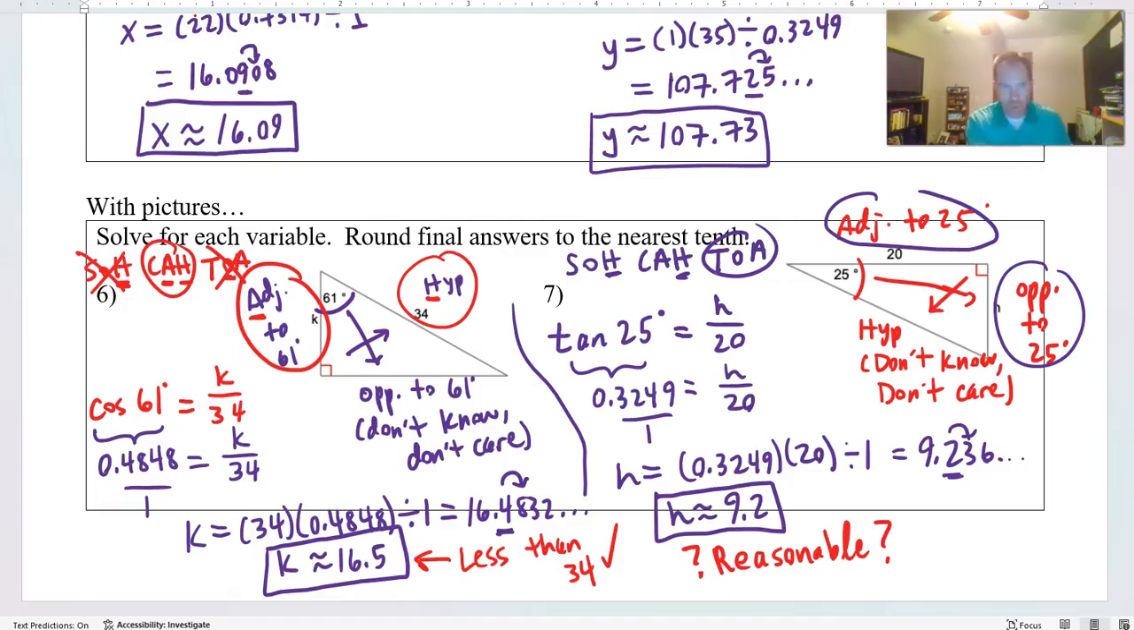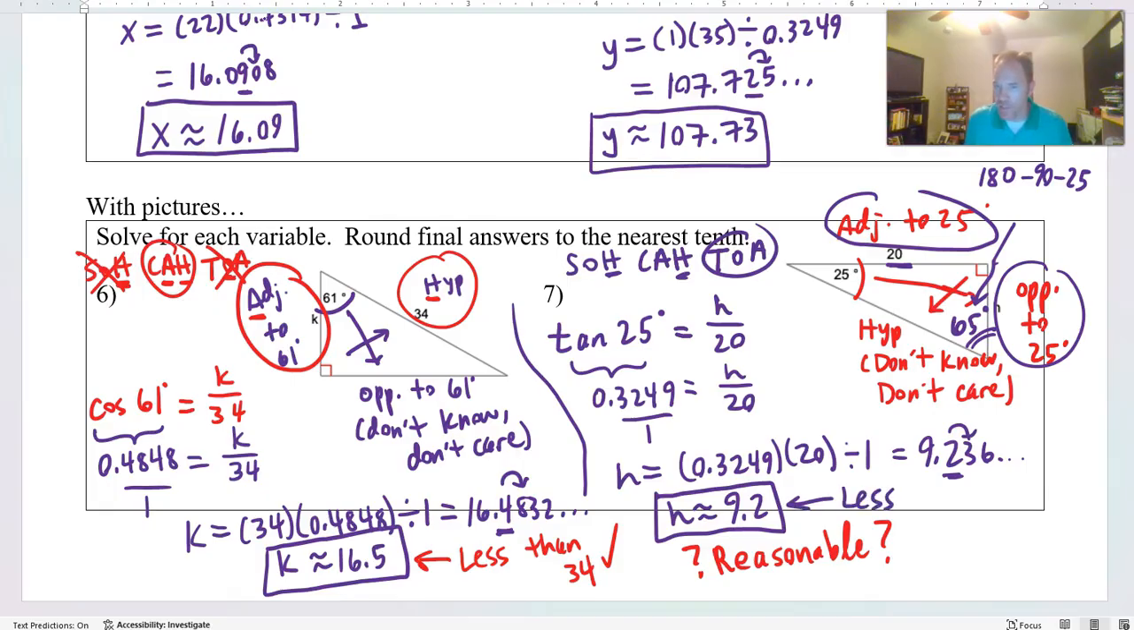Okay. If I got 34, going back to number 6, if I got 34 or something bigger than 34, I go, uh-oh, I got a leg that's bigger than the hypotenuse. That is unreasonable. Number 7 is a little more difficult, perhaps. We can figure out that this bottom angle is 65 degrees. That's the triangle angle sum. All three angles add to 180. So 180 minus 90 minus 25 leaves you 65 degrees for this bottom angle. And in that case, when we're talking about the acute angles, the angles that are smaller than 90, 20 is opposite the bigger acute angle compared to H. So we should get something smaller than 20.